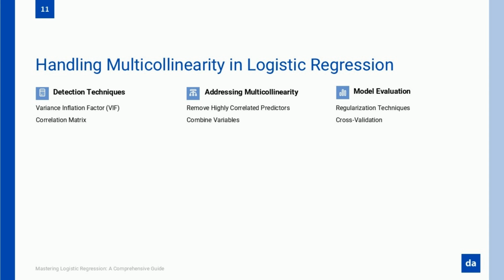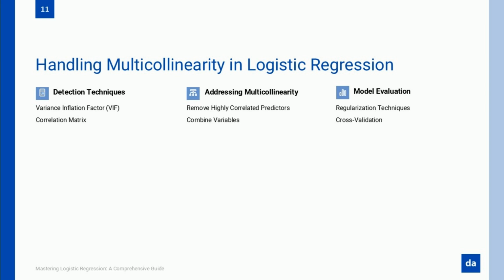Now, once we've detected multicollinearity, how do we fix it? One way is to remove one of the highly correlated variables. If two predictors are saying almost the same thing, we don't need both. Another solution is to combine the variables into a single feature. For example, if we have height and weight causing multicollinearity, we might combine them into a new variable like BMI. Finally, another approach is to use regularization techniques like L1 lasso or L2 ridge regression, which we'll talk about soon. These techniques help shrink the impact of correlated variables, reducing instability in the model.